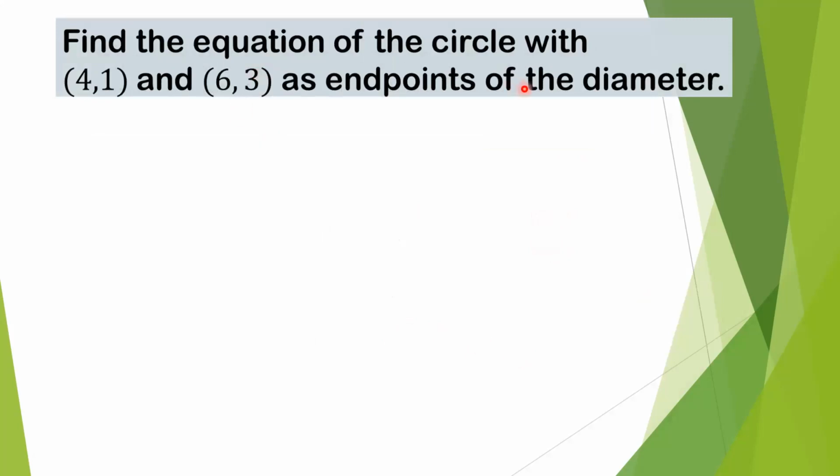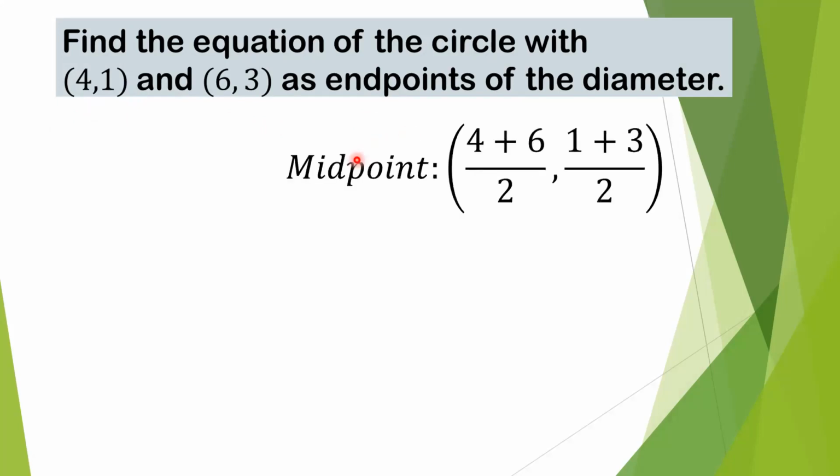Now to find the equation of the circle with 4, 1, and 6, 3 as endpoints of the diameter, take note we're not given the center nor the radius. So ang gagawin natin is to find a way of getting the center here. No? So paano ba natin ina-identify yung center from the diameter? It's actually the midpoint. Okay? So using the midpoint formula, it's like averaging the coordinates, no? Para tayo nag-average lang. So paano tayo nag-average? We add and then divide by 2.